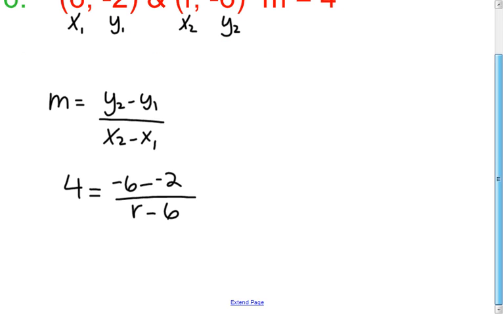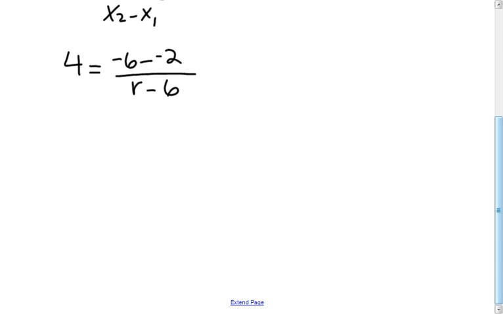Okay, so I'm just going to simplify as much as I can here. And I have 4 equals. Right here, I can go boom, boom, and I will have negative 4 over r minus 6. And on the left side, you can think about this as over 1 if you want. You don't need to, but sometimes it helps people visualize that. So I will cross multiply.